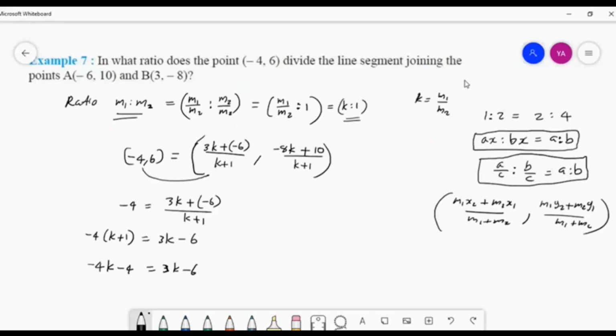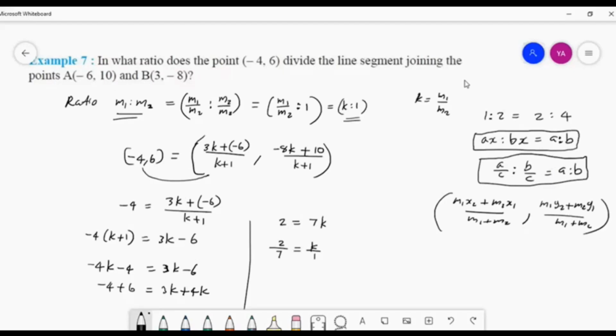Next step, minus 4k minus 3k, that's also possible. Better you move this negative term to the right side and this minus 6 to the left side. So it will become minus 4 plus 6 is equal to 3k plus 4k. In the next step, 2 is equal to 7k. So 7 you move to the left, you will get 2 by 7 is equal to k, that is k by 1.